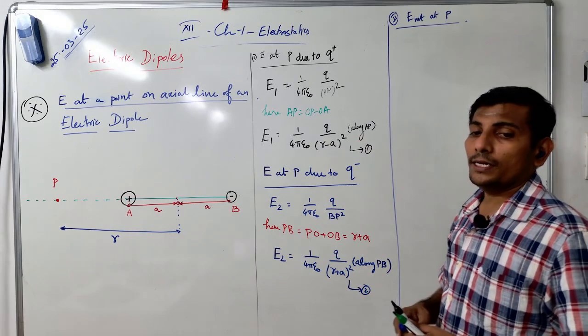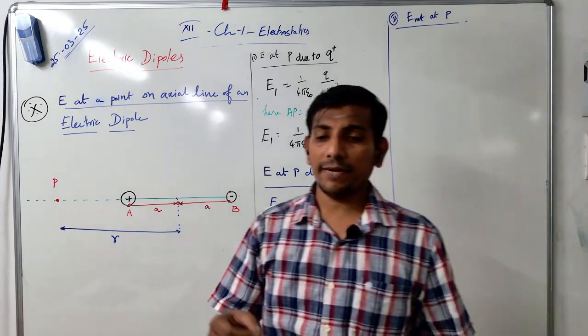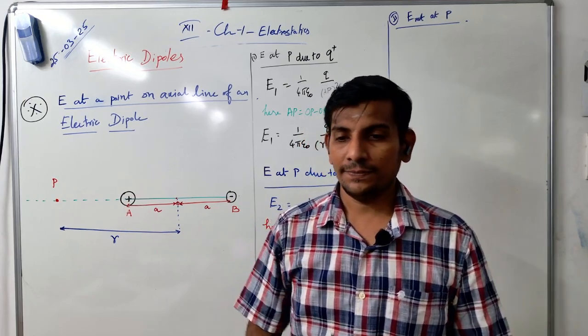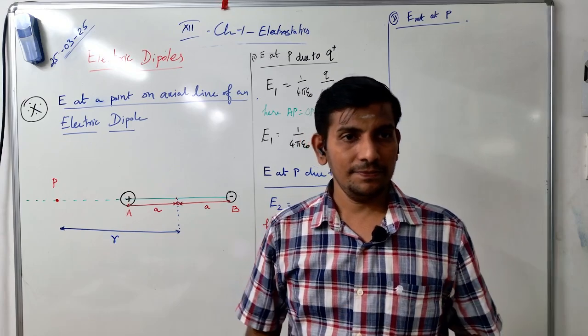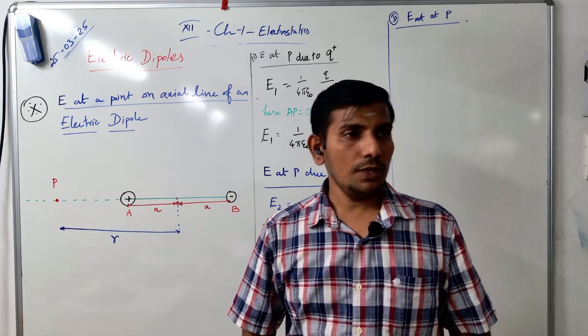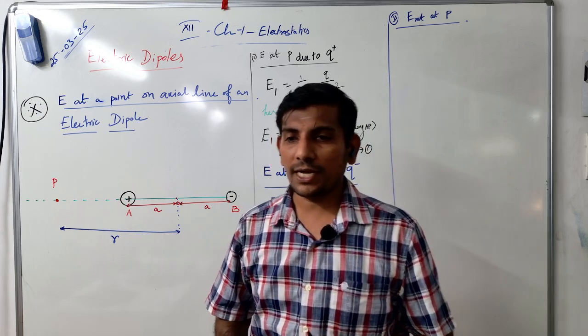As E1 and E2 are collinear vectors, they are coaxial vectors. They share the same axis, so they are called coaxial vectors. Got it? So E1 and E2 are coaxial vectors.